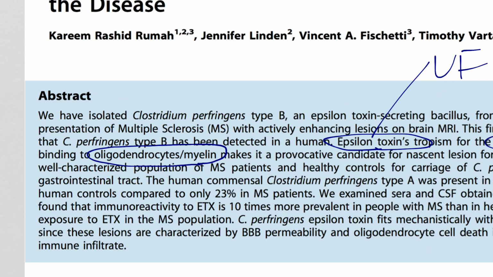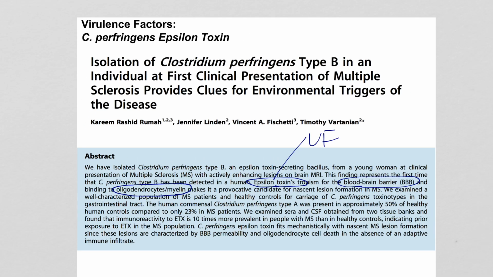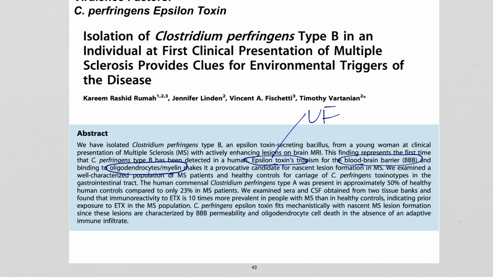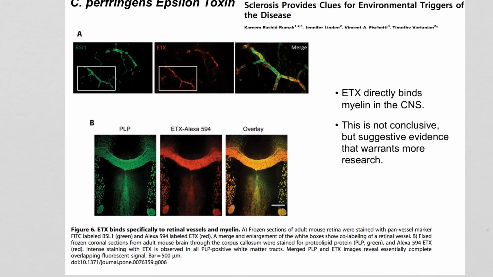Oligodendrocytes are the cells that produce myelin in the CNS, in the brain. Multiple sclerosis is a disease of myelin degeneration. And so the next thing they found is the toxin that the bacterium produces crosses the blood-brain barrier, sticks to myelin, and that makes it interesting. They haven't absolutely proven that the toxin causes myelin degeneration. That would be a very difficult experiment to do, almost impossible in humans. But it's interesting. Further, and I guess I should just jump ahead and show you this. This is the evidence for that.